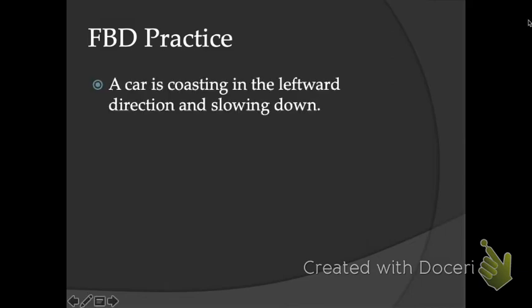Okay, let's try this one. A car is coasting in the leftward direction and slowing down. So what are the things we have to draw before we even start thinking about left or right? Yep, we've got to draw gravity always, and our car has to be on the surface, right? It's got to be on the ground. So we're going to have the normal force there as well.